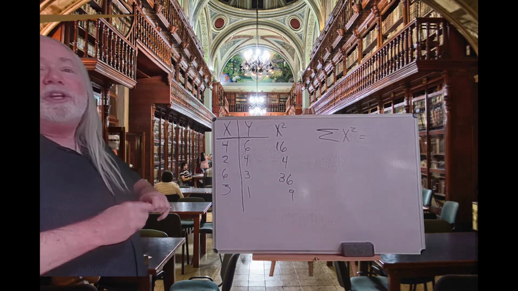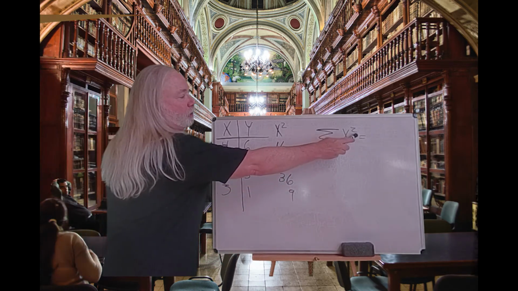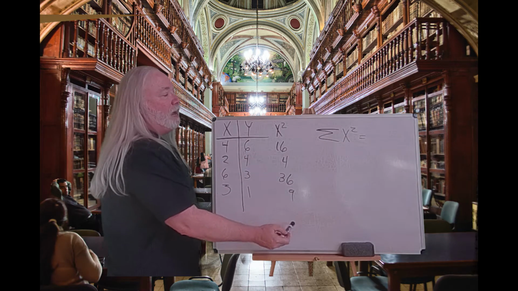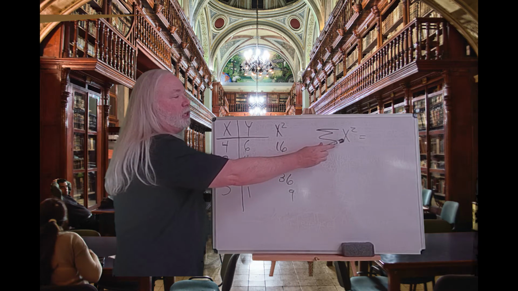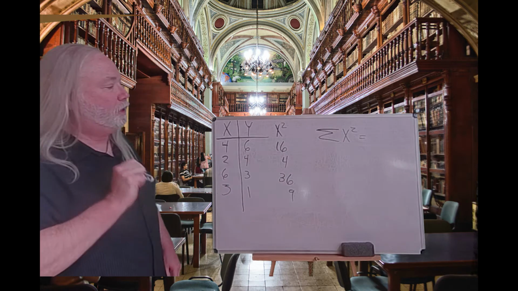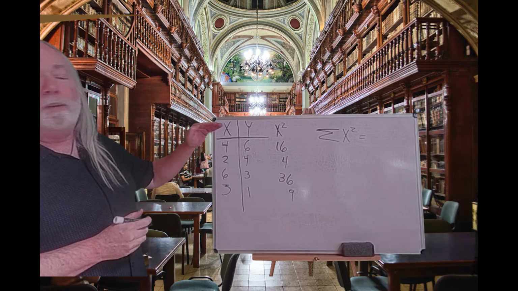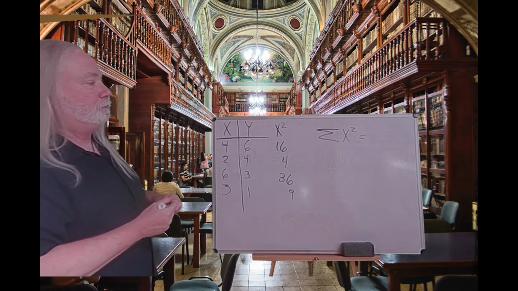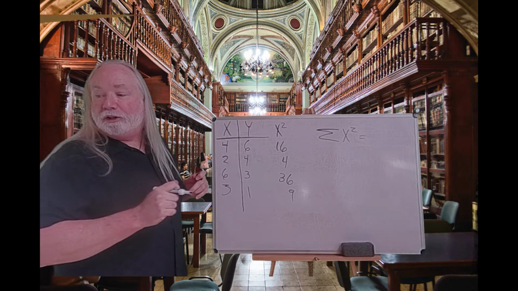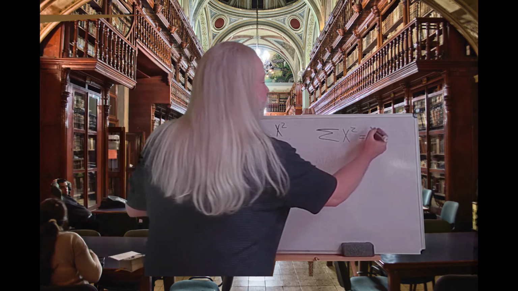Our order of operations, exponents first, so we did it, we squared the x's. Now what do we do? We are going to get the summation of those squared raw scores. So 16 plus 4 plus 36 plus 9. And you should get the value of 65.